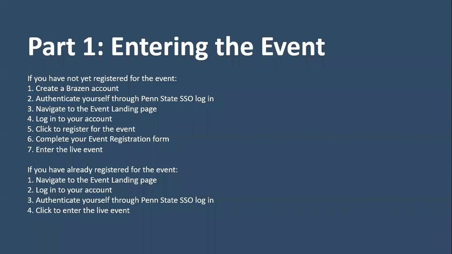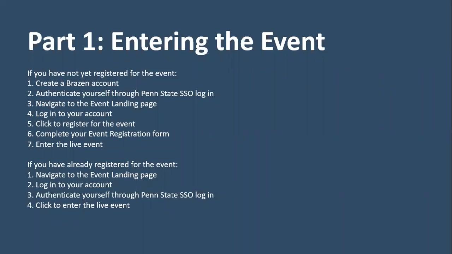But part one, if you've not registered for the event, you'll need to create a Brazen account, authenticate yourself through a Penn State SSO login, navigate to the event landing page, log into your account, click to register for the event, complete your event registration form, and enter the live event. If you've already registered for the event, you simply navigate to the event landing page, log into your account, authenticate yourself through a Penn State SSO login, and click to enter the live event. As I mentioned, I'll move through screenshots on how to do each of those steps.